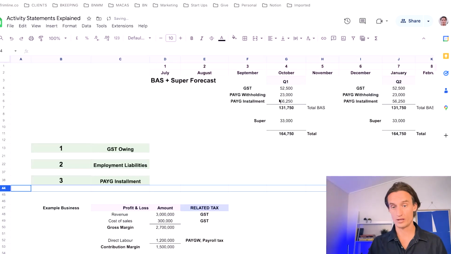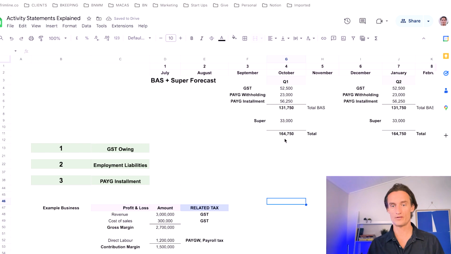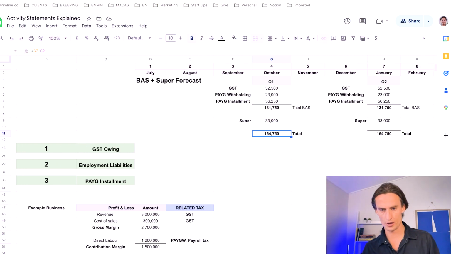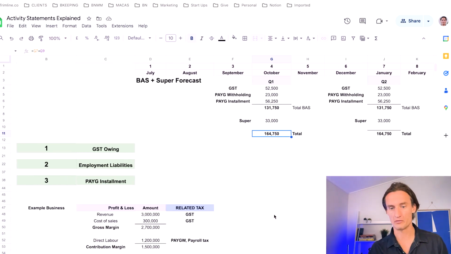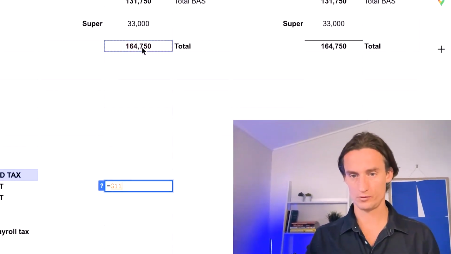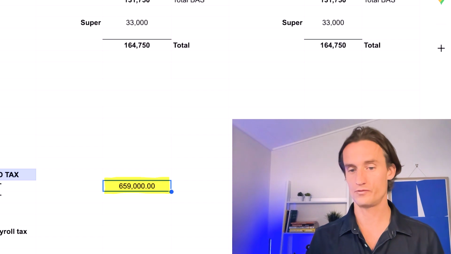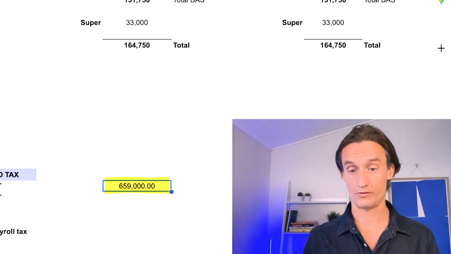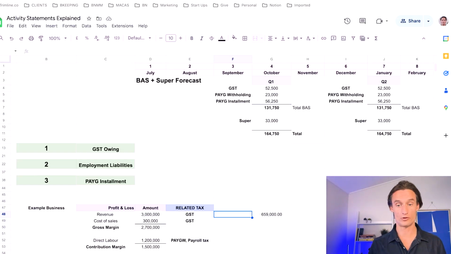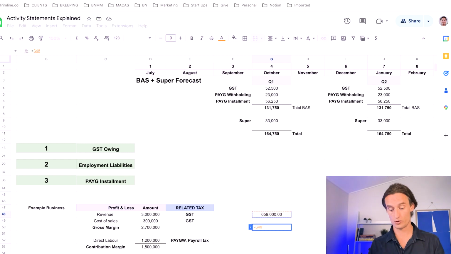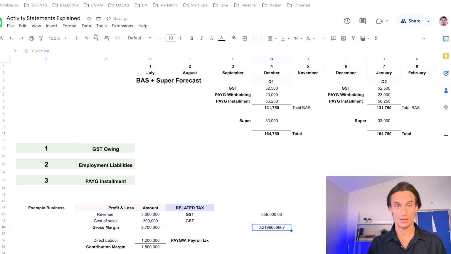And let me give you a quick high level view if I sense check this. So I'm saying each quarter you have to put aside 165 grand, right? So let's go 164,750 times 4 for the 4 quarters of the year, which is about 659 grand overall for the full year. And then if we look at this annual $3 million business, we divide the total cash bill that you're going to have to pay on this $3 million business, that's about 22%.